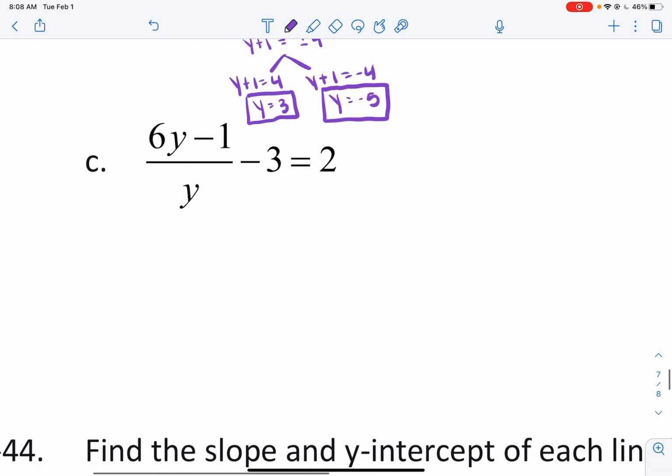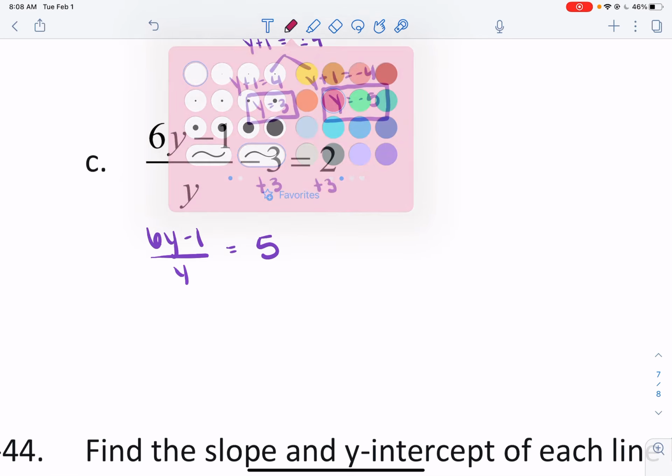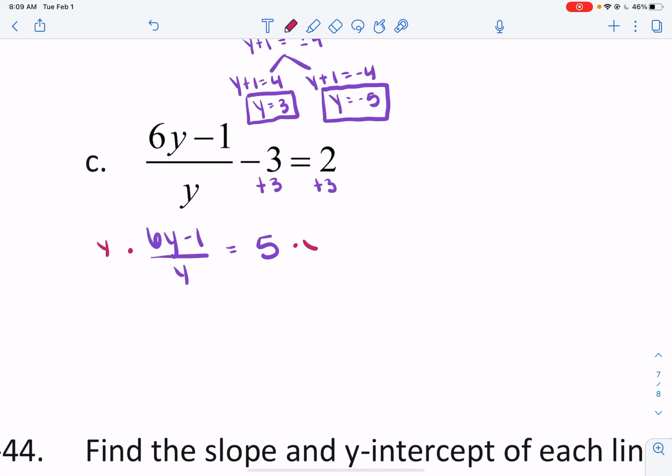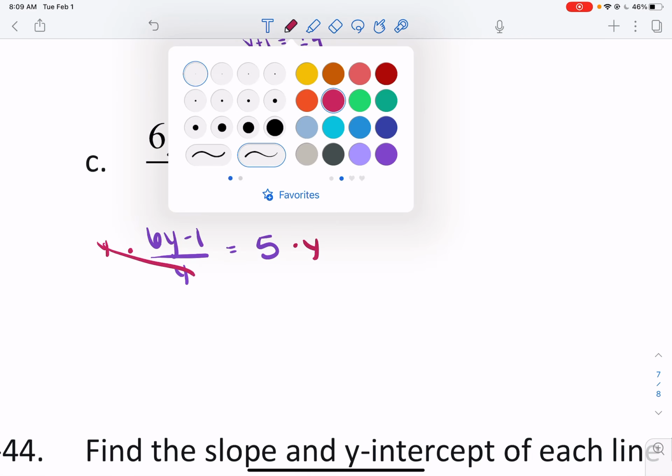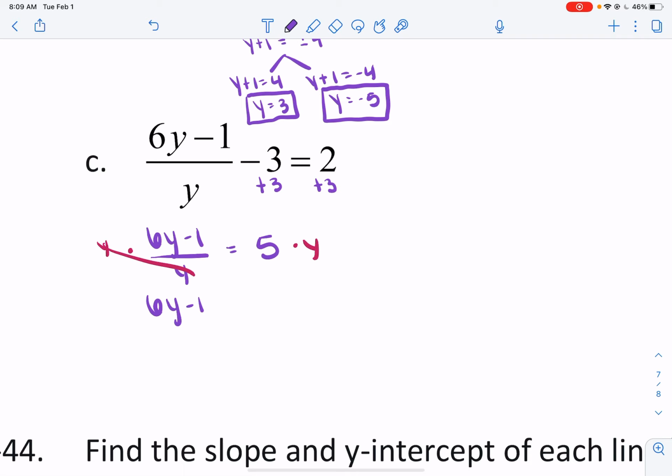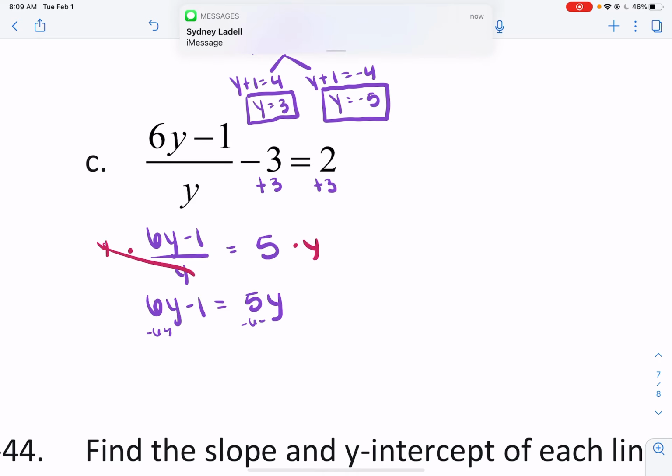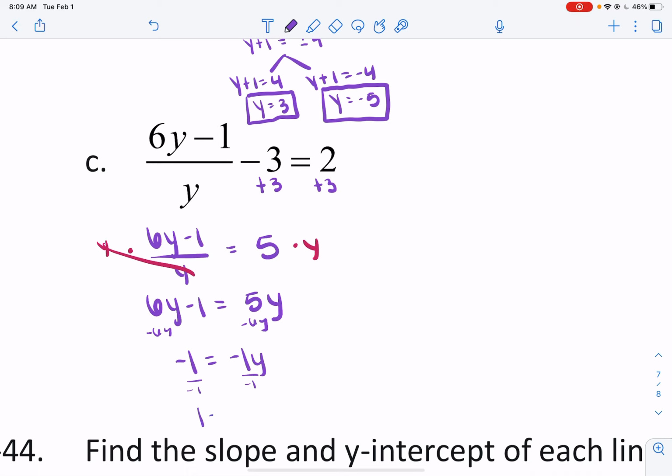Here, we've got 6y minus 1 over y minus 3 equals 2. Let's just get rid of this 3 right away. So we have 6y minus 1 over y equals 5. I need to get rid of this y in the bottom, so I'm going to multiply it on each side. So I have 6y minus 1 equals 5y. Let's subtract the 6y. So negative 1 equals negative 1y, divide by negative 1, so 1 equals y.